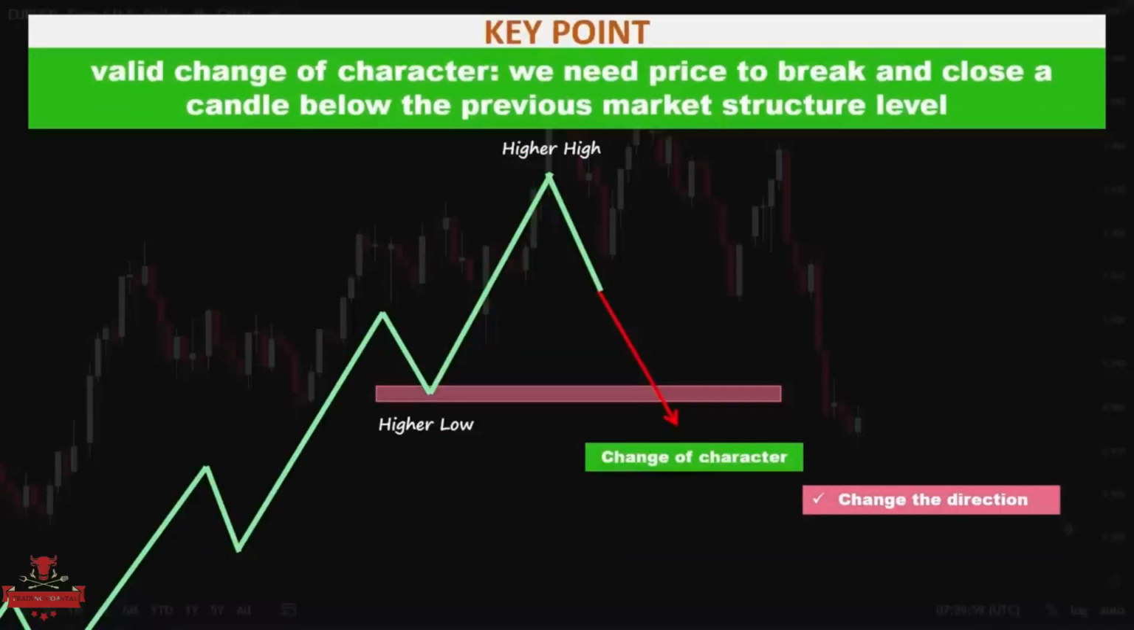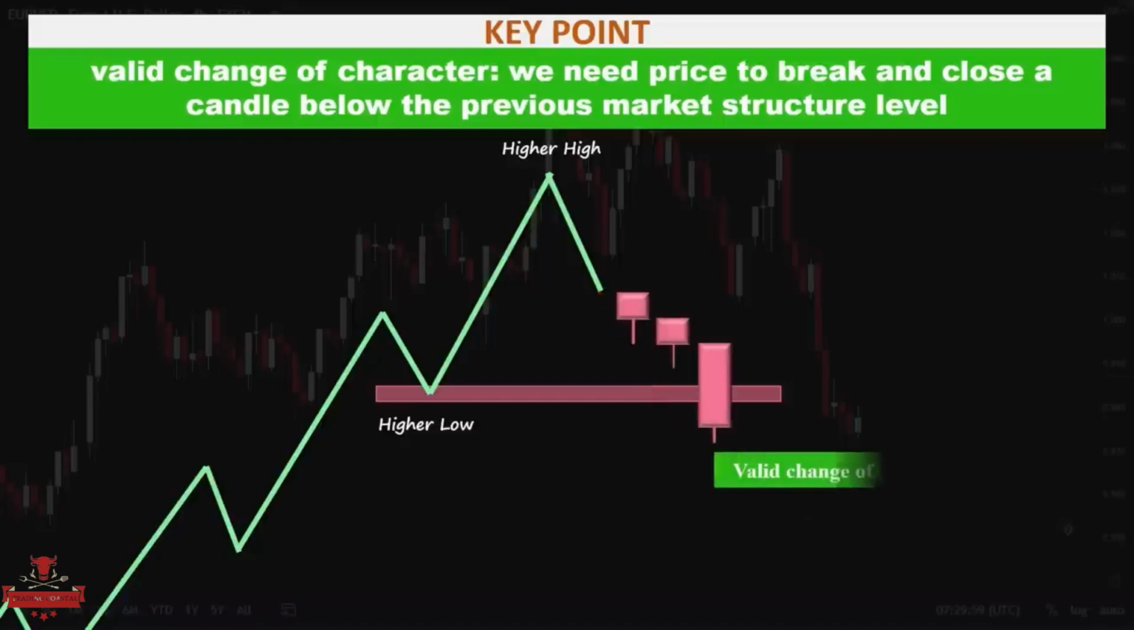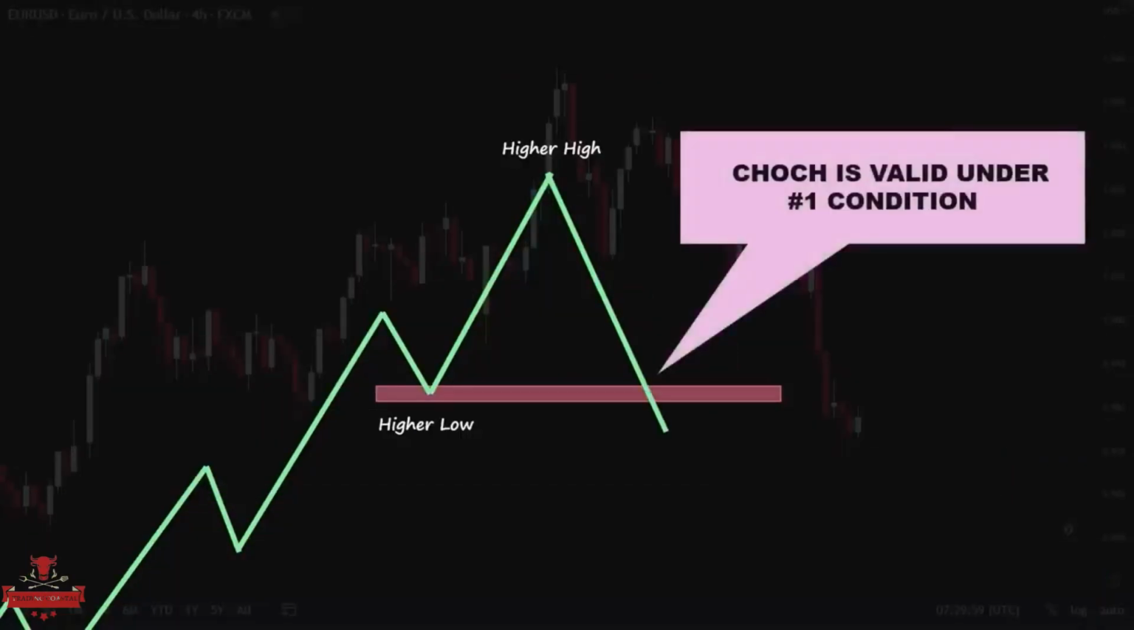The key point is, for having a valid change of character, we need price to break and close a candle below the previous market structure level. If price breaks the most recent structure with a shadow and closes into the most recent structure's range, then our change of character is invalid. The same concept applies to the bearish scenario.